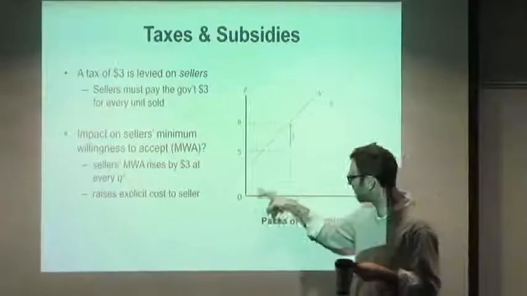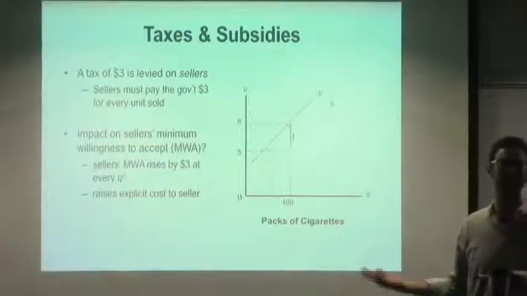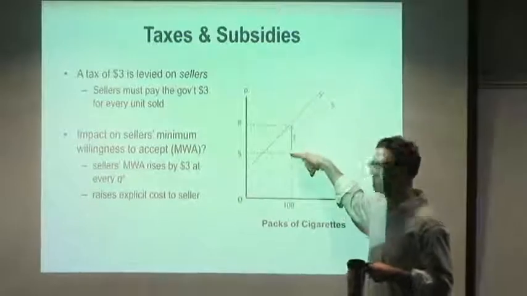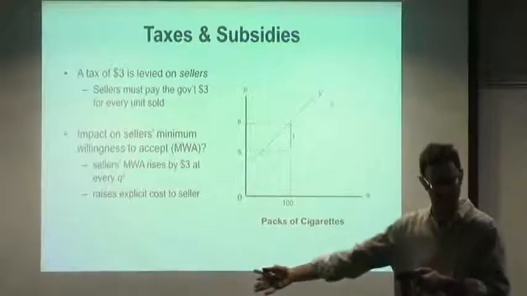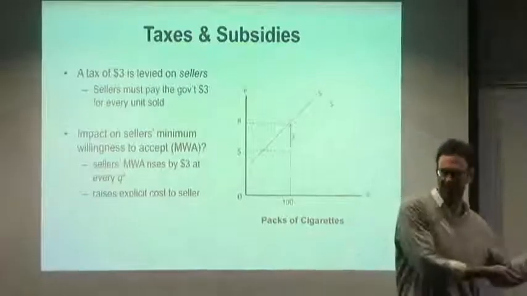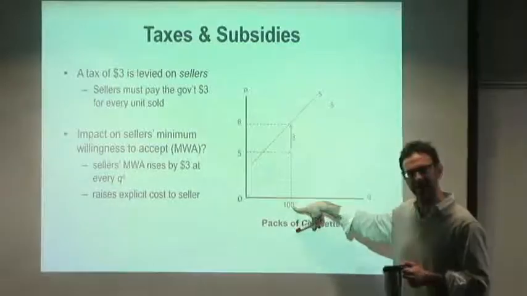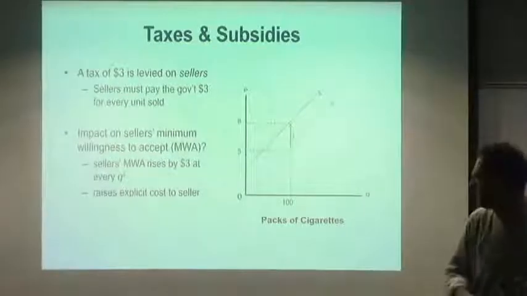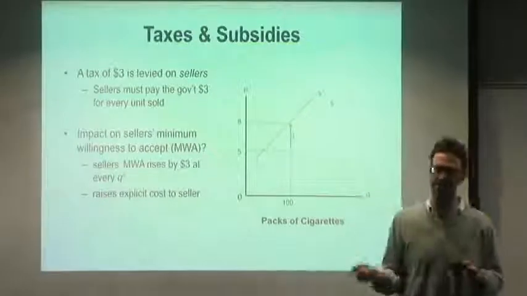Now, for every pack that a seller would sell, the minimum price that they're willing to accept is going to be $3 higher. Why? Because the cost to them is now $3 higher. There's the $5 of original cost, the cost of harvesting the tobacco, all the way up to the cost of selling the pack of cigarettes at 7-Eleven. And now there's an extra $3 that is the cost of paying the government $3 extra per pack. So for the 100th pack of cigarettes, whereas sellers previously required at least $5 a pack, now, after the tax, they require at the minimum $8 a pack.